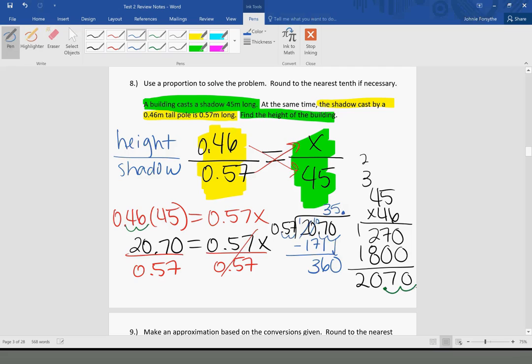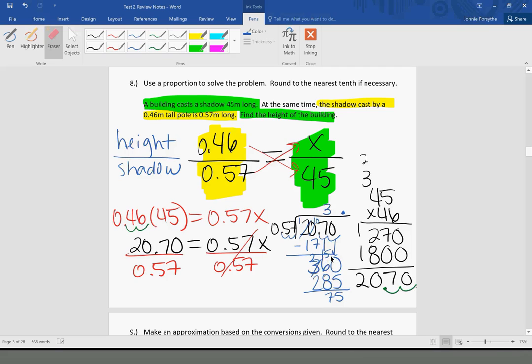5 times 7 is 35. Carry the 3. 5 times 5 is 25, plus 3 is 28. So let's see, we have 5, 10. 10 minus 5 is 5. 15 minus 8 is 7. So we could have gone there one more time. It's actually going there 6 times.